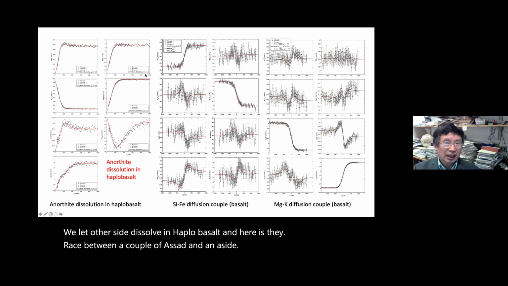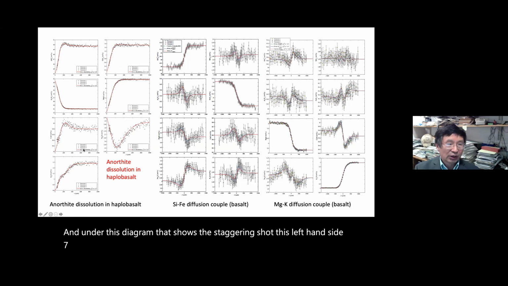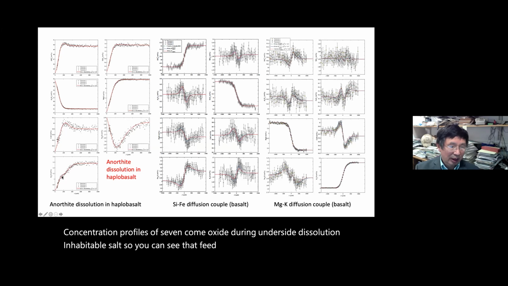So these are the diffusion profiles and the fit to the diffusion profiles. On the left-hand side of this diagram, there are 7 panels showing the concentration profiles of 7 oxides during anorthite dissolution in haplobasalt. You can see that the fit is excellent. Even this bump is fit well.